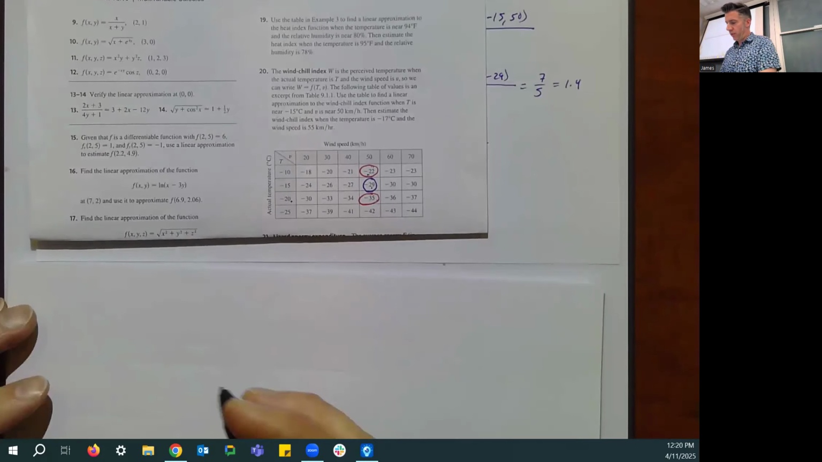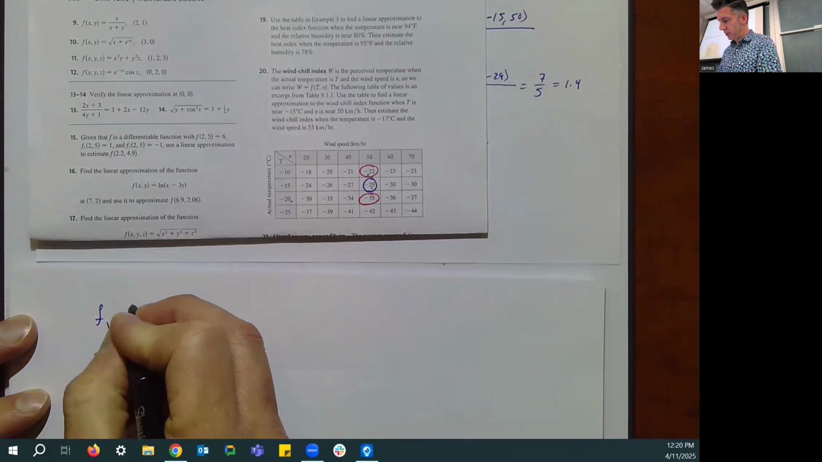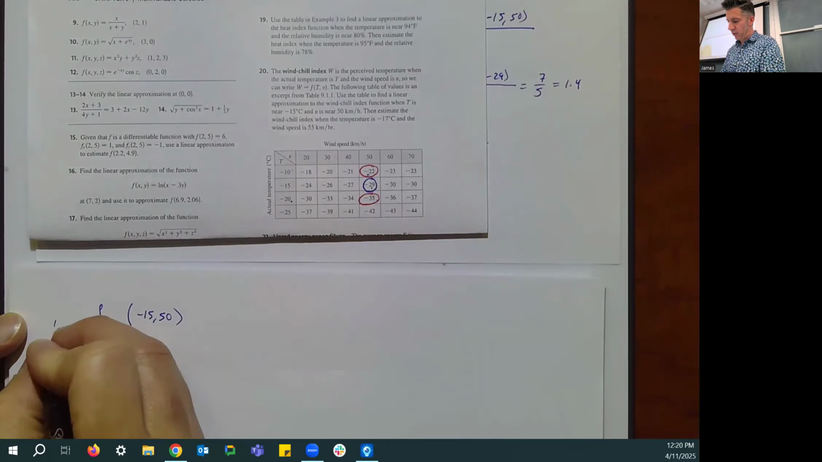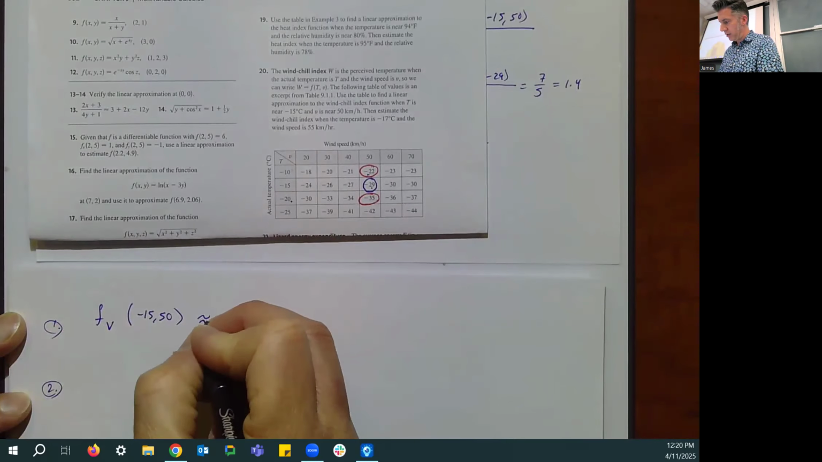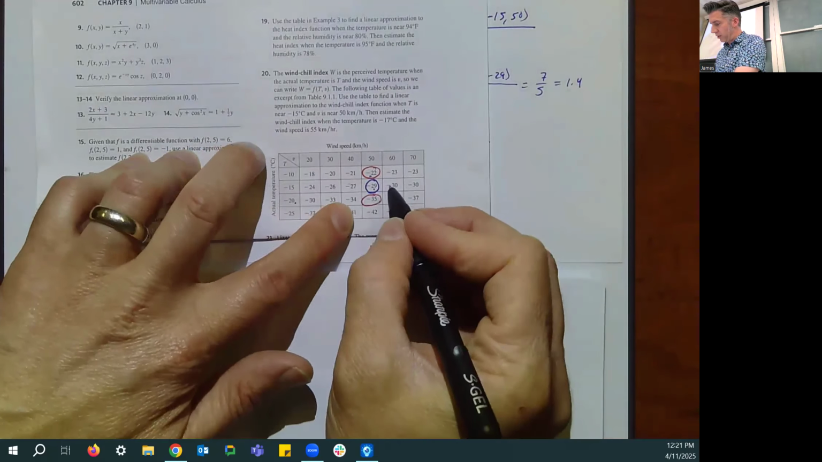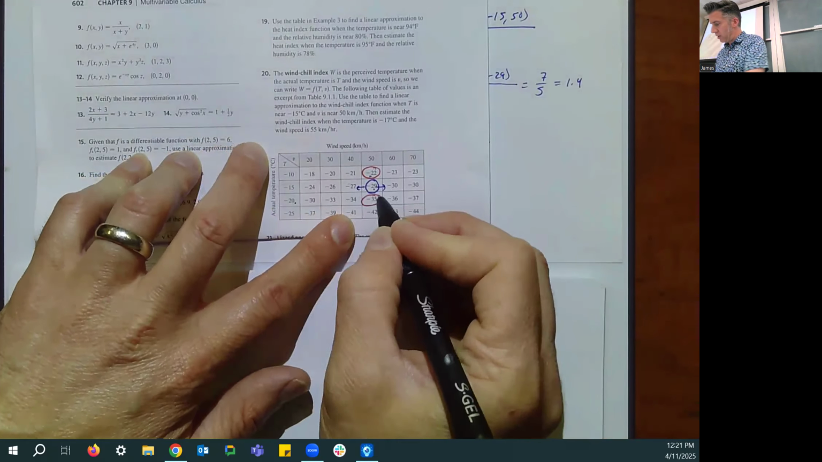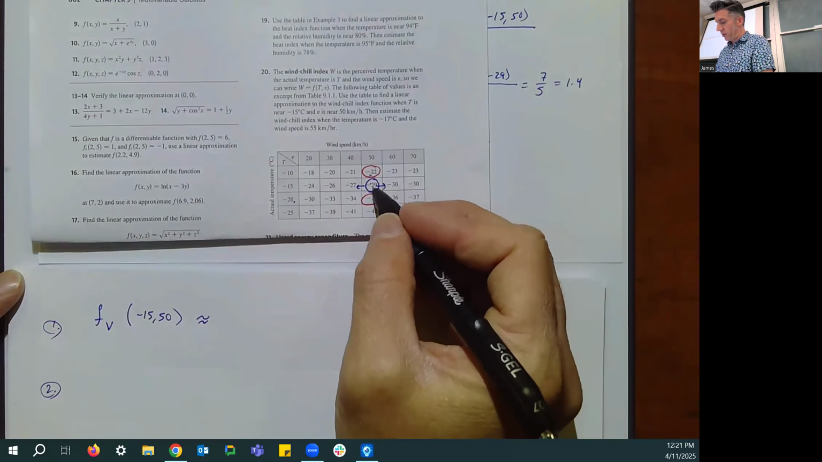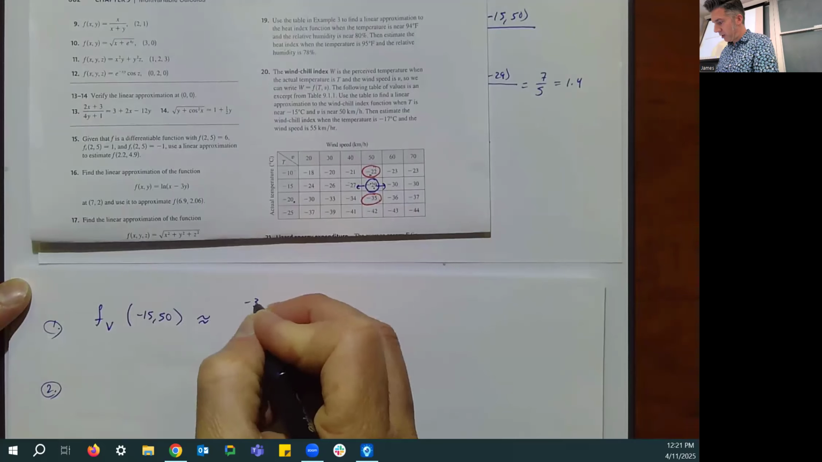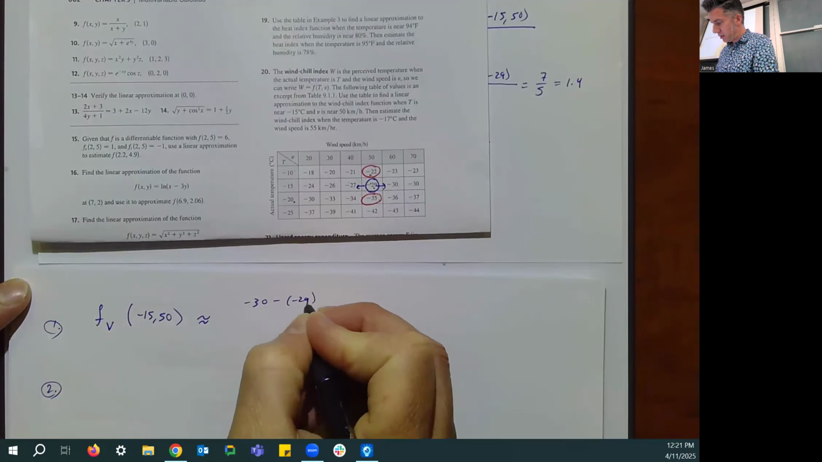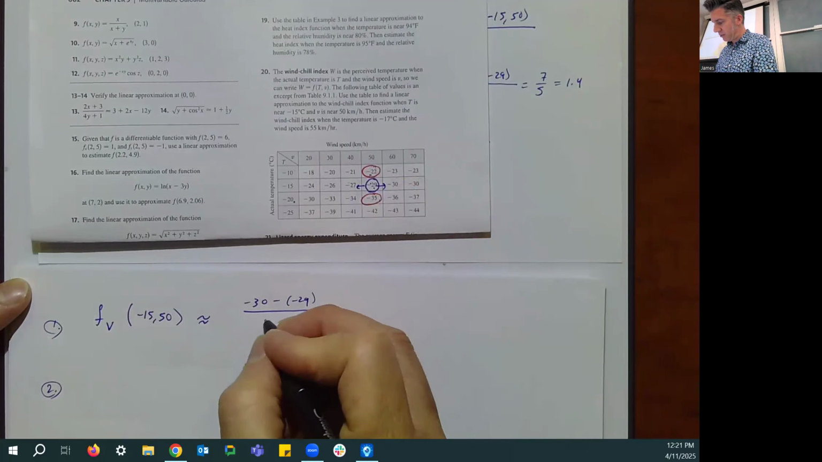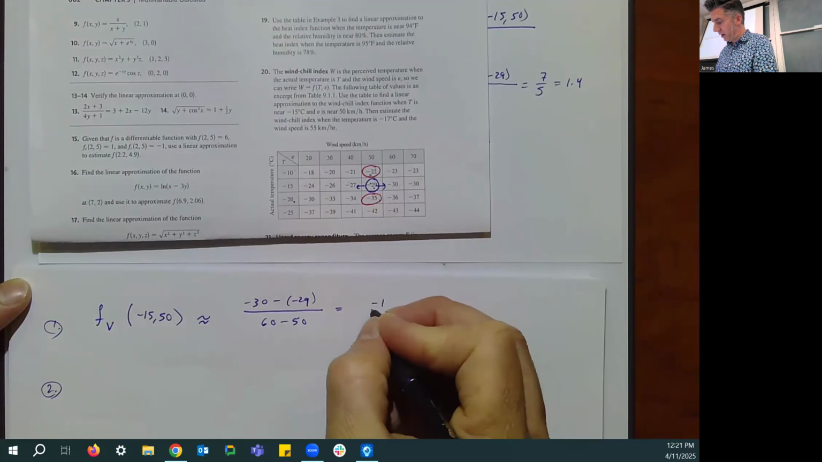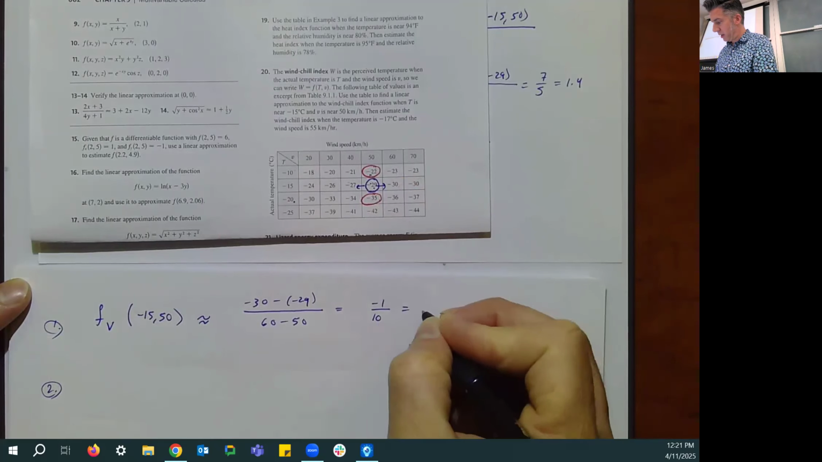So now, to approximate the partial derivative in the v direction at the same point, -15, comma 50, I'm going to do two calculations. This is the first one, and then we'll do the second one over here. So now we're changing v, so we're either going that way or that way. Let's do these two first. My output is -30 and -29. So it's going to be negative 30 minus negative 29 divided by 60 minus 50, which is negative 30 plus 29, so negative 1 divided by 10, or negative 0.1.